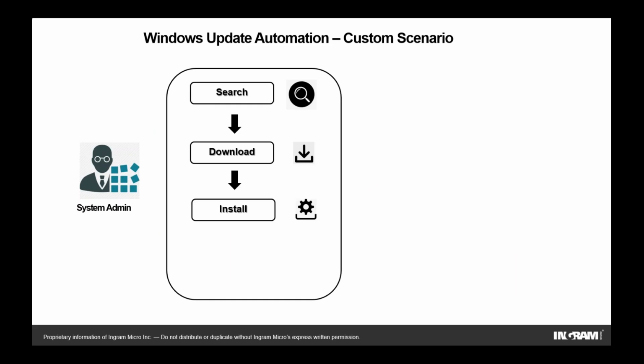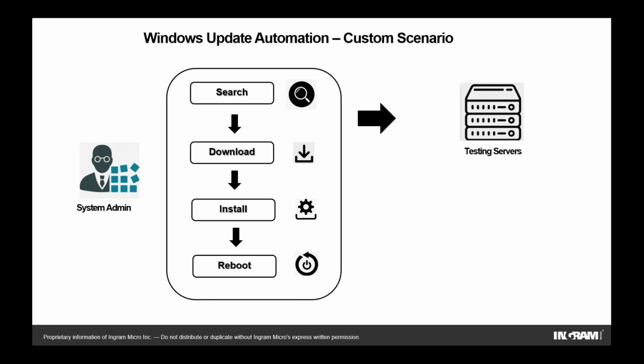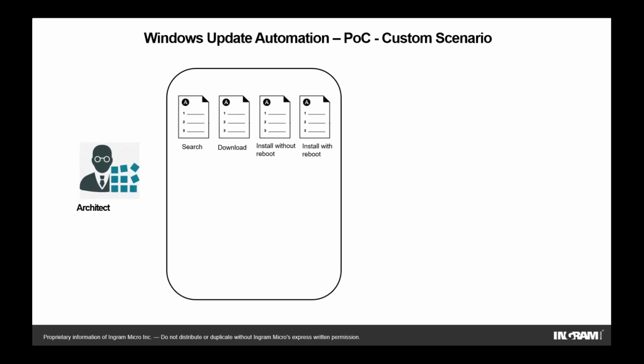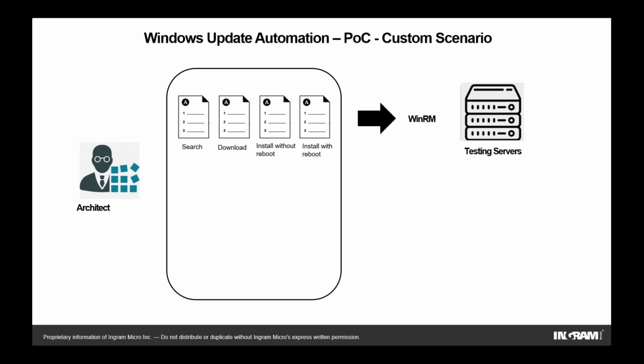So, refreshing the same thing again: the system admin wants to do the search, download, install, and reboot on all his Windows machines, which is 500 plus. Usually they do all the testing on their testing server, and when everything looks good, they roll out to the production server. They told us the scenario, so what I did was simply write those four playbooks and enable them on their testing server. When the demo time came, I just clicked the button and showed them, hey, this is a single click, it's possible. So they liked that.